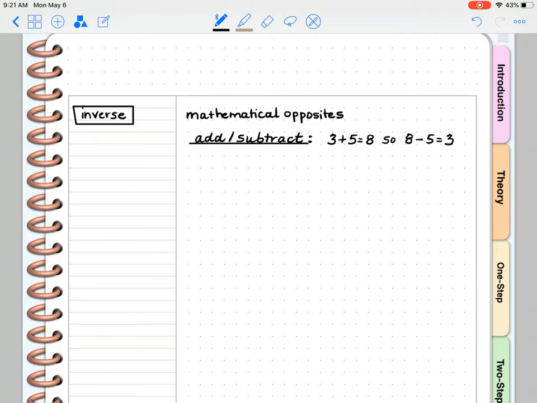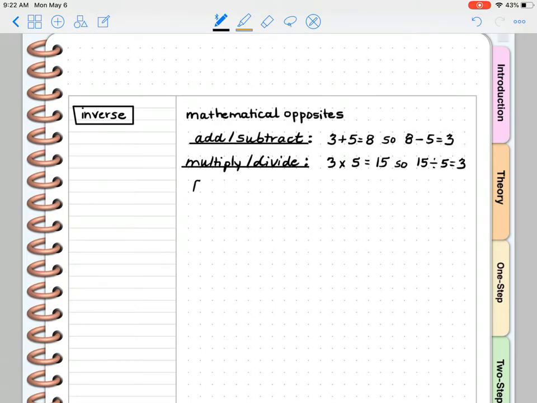So add and subtract are opposites. Multiply and divide are opposites. Okay. And an example of that would be 3 times 5 is 15. So 15 divided by 5 equals 3. Mathematical opposites, those are inverse operations.